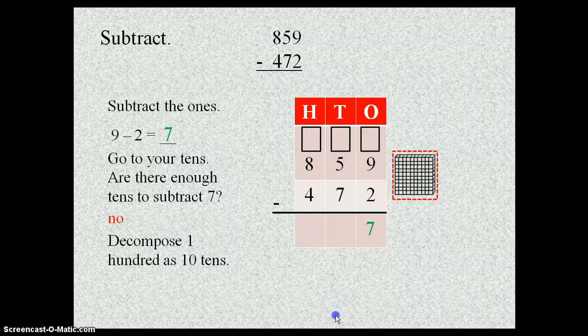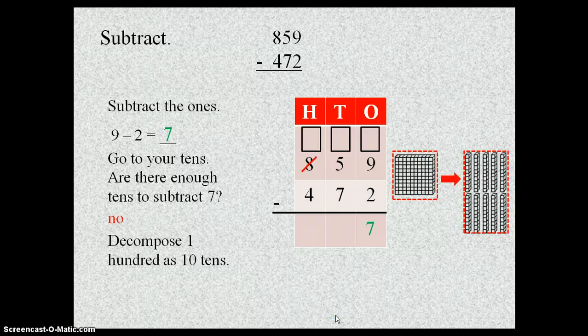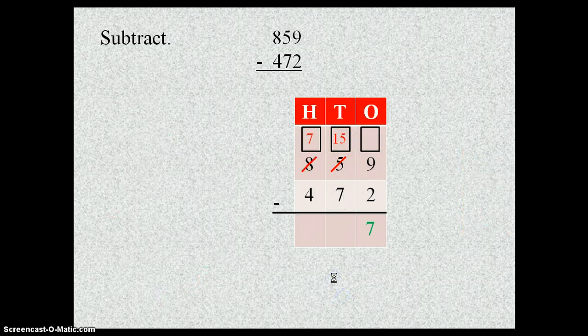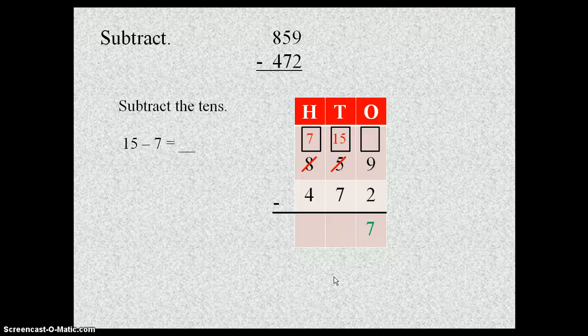I'm going to take 100 from 800, leaves me 700 in my hundreds place, and I'm going to move that 100 over to my tens place, so that will give me 15 tens. Now I can subtract 15 minus 7. Giving you some think time. Again, you can use your fingers, touch points, you can use a number line, anything you need to, but make sure that whatever strategy you use gives you the correct answer. All right, 15 minus 7 is 8.